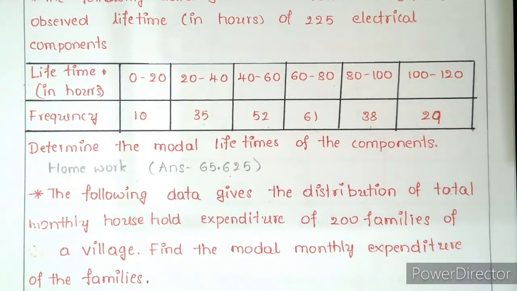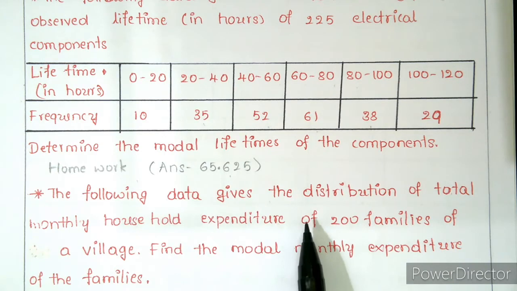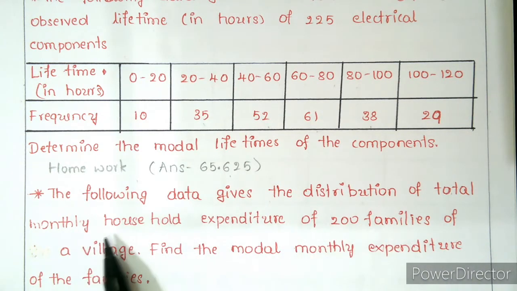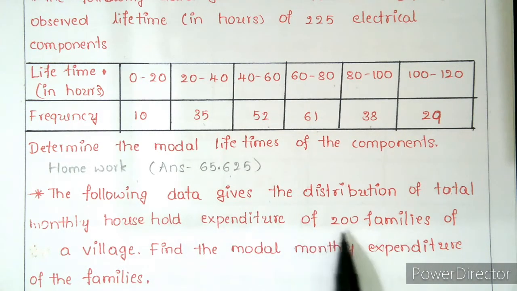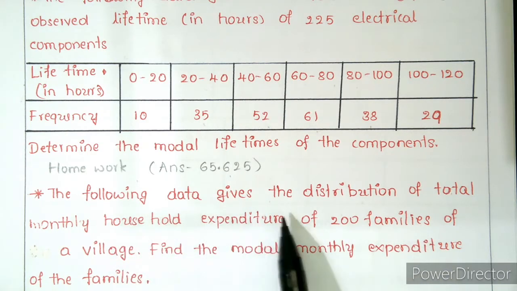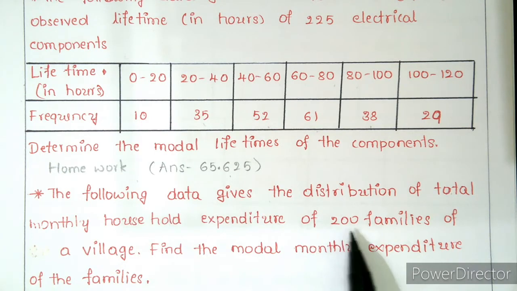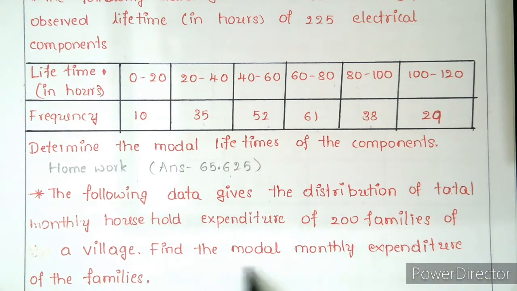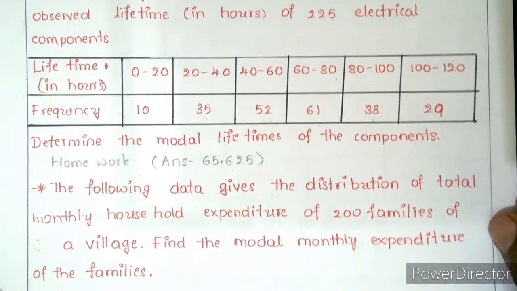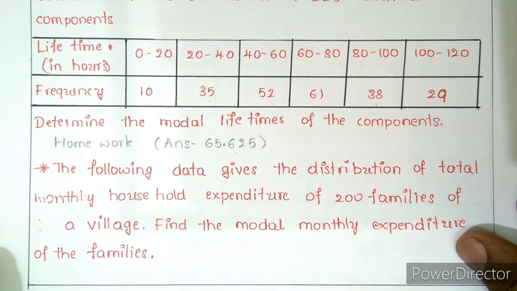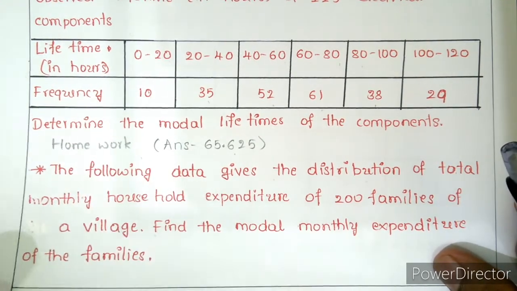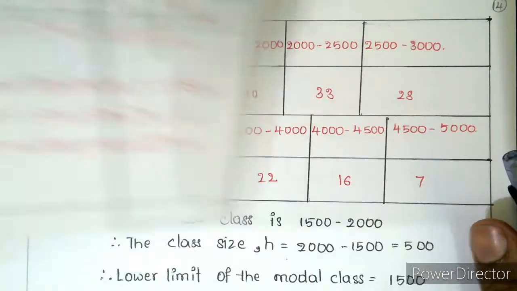Okay, next. The following data gives the distribution of total monthly household expenditure of 200 families of a village. Find the modal monthly expenditure of the families. So this is a direct problem of mode.